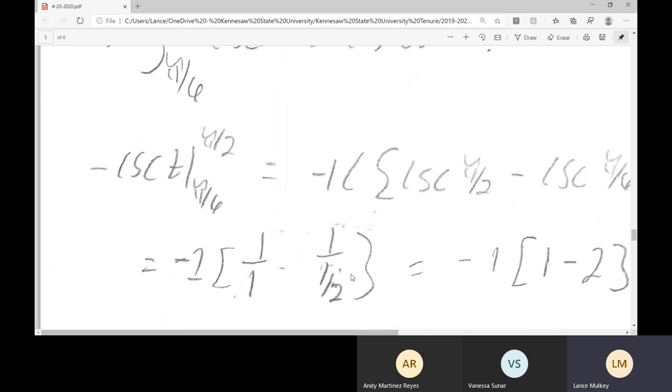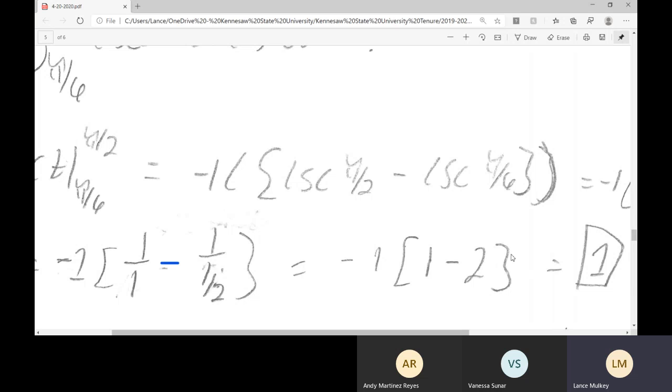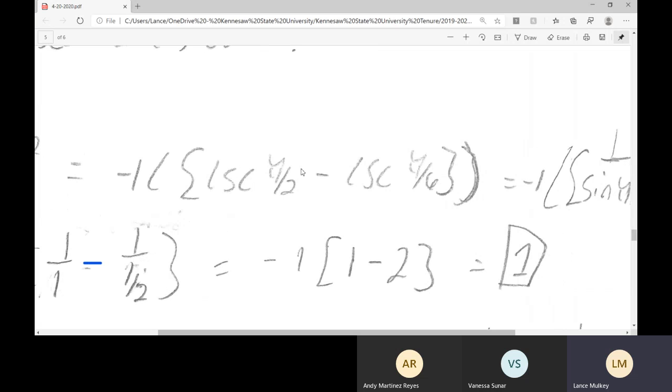This is where I messed up. I had to erase. I got mad at this. Anyways, negative 1 times 1 over sine of pi over 2 is 1, minus 1 over 1/2, because sine of pi over 6 is 1/2. So you get negative 1 times 1 minus 2, you get 1.